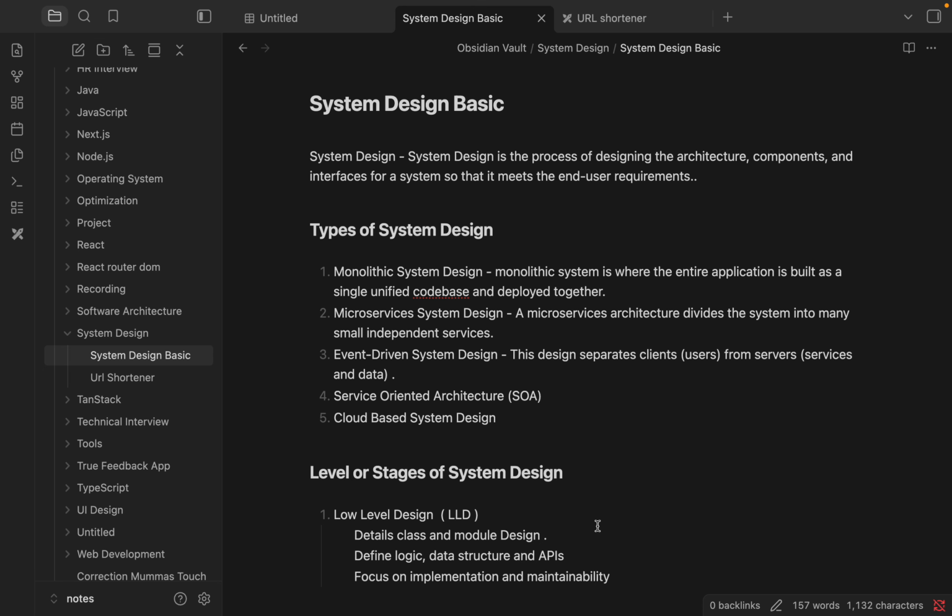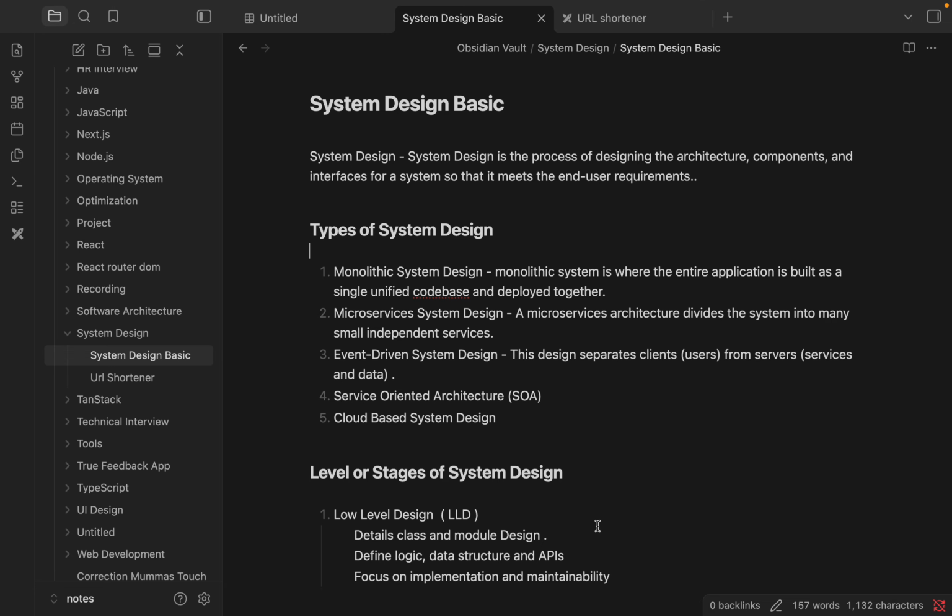System design: when we are going to create or build an application, at that point of time we are not only building the application, we also think about how it is going to respond and how the components are made, so that a user can easily use it.